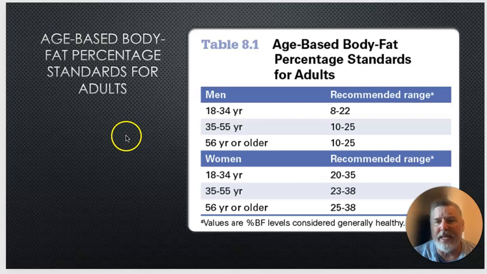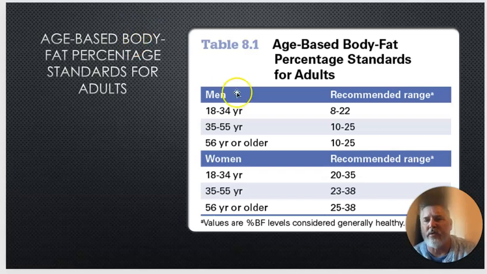So we have recommended age-based body fat percentages. This is one area where there's different numbers for different organizations, but in general, for 18 to 34-year-old men, we're looking at a recommended 8 to 22% body fat range. For females, 18 to 34, we're looking at 20 to 35%. Typically, you'll see 20 to 30% is considered the recommended range. And then as we get older, those numbers do change a little bit.